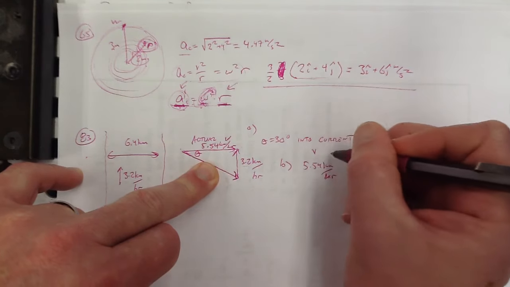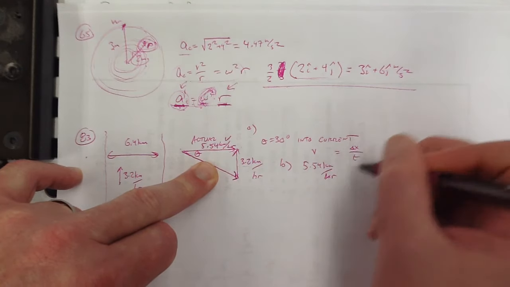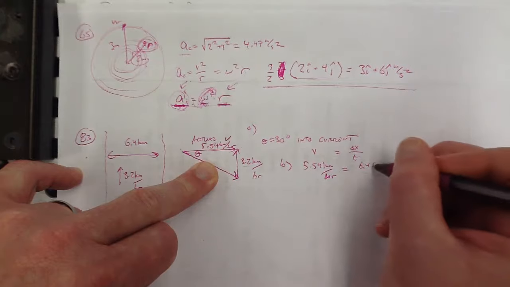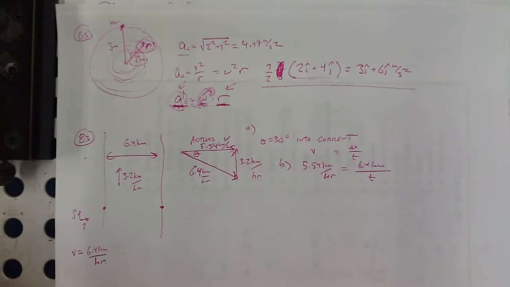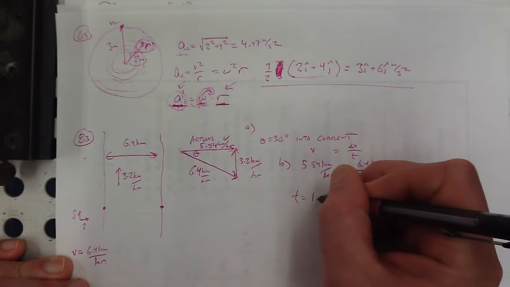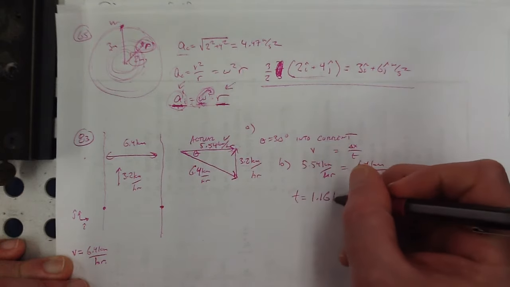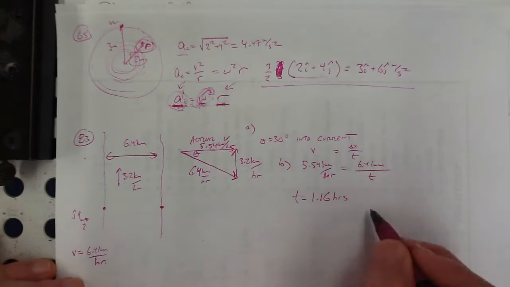All right, I'm thinking about the constant velocity, which is equal to displacement over time, and it's 6.4 kilometers across the river. We want to know the time, so 6.4 divided by 5.54 is 1.16 hours. It's about an hour and 10 minutes. They have 69 minutes in the book. I'm fine if you leave it like that.